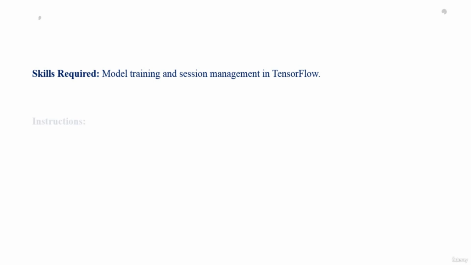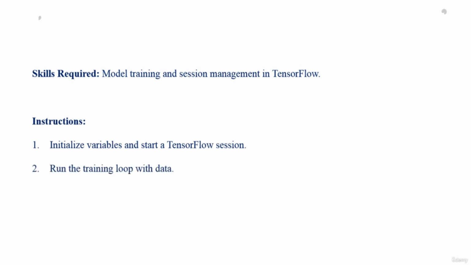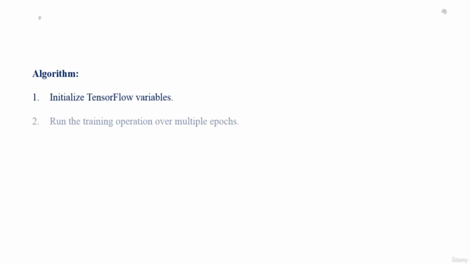Problem 05. Problem statement. Train the neural network using a dataset. Skills required: model training and session management in TensorFlow. Instructions. Initialize variables and start a TensorFlow session. Run the training loop with data. Algorithm. Initialize TensorFlow variables. Run the training operation over multiple epochs. Feed data into the training process.